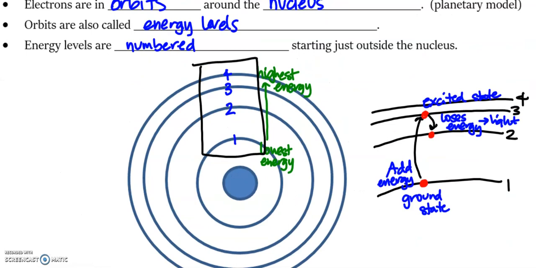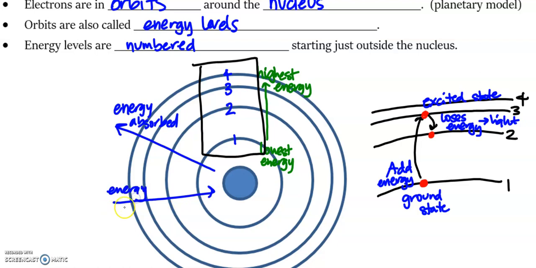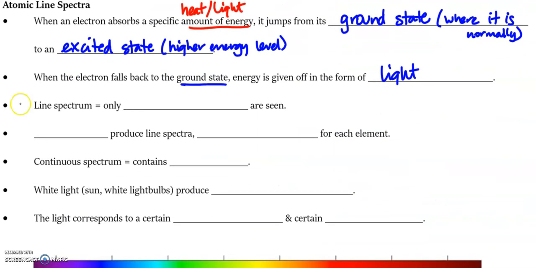So when the energy is absorbed, that's when the electron is going up to a higher energy level, and energy is released when it goes down. Okay, so this line spectra right here is key. A line spectra is when you can only see certain colors.